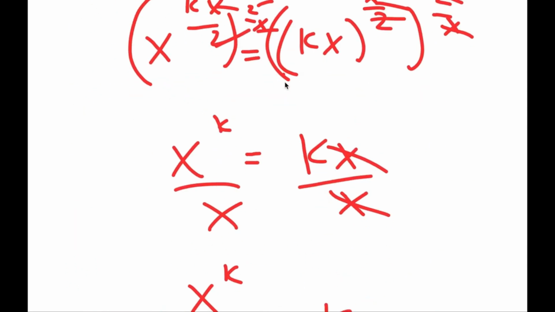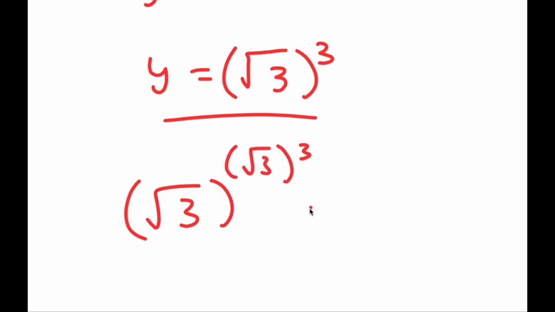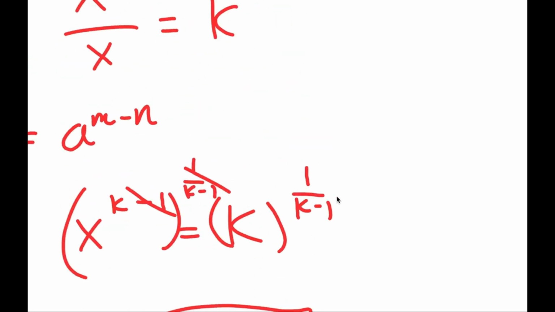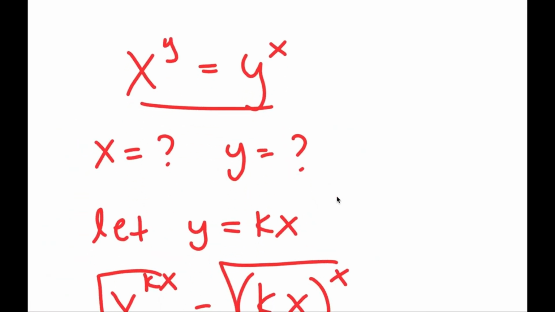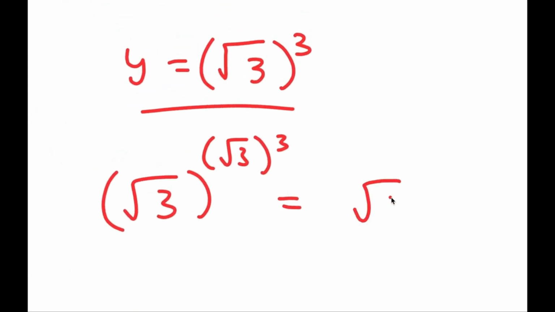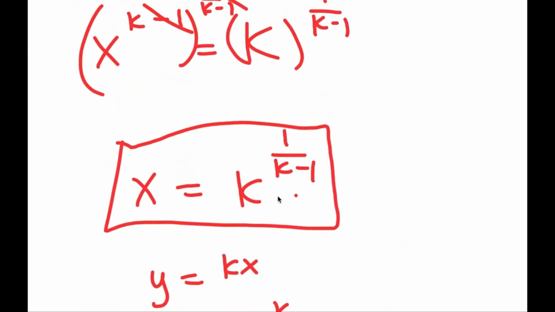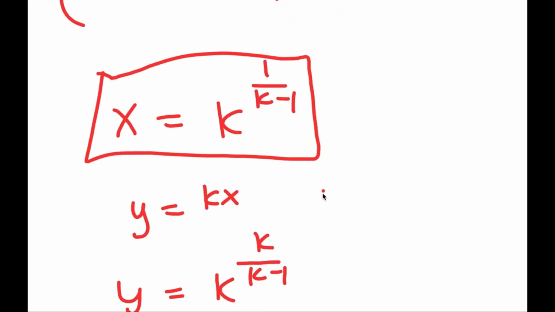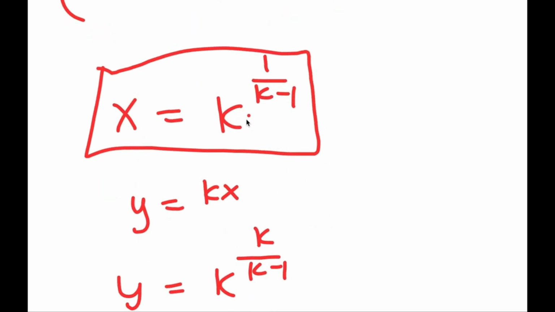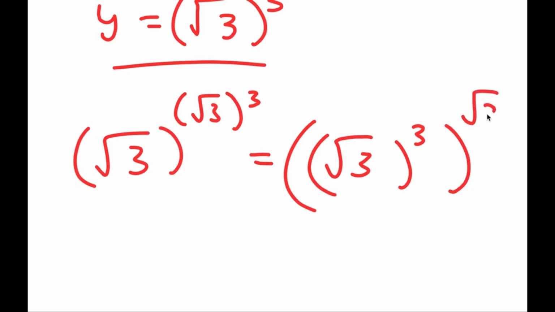x to the power of y is equal to y to the power of x. So the square root of 3 to the power of the square root of 3 to the power of 3 is equal to the square root of 3 to the power of 3 to the power of x, which is equal to 3 to the power of 1 over 2, which is the square root of 3.